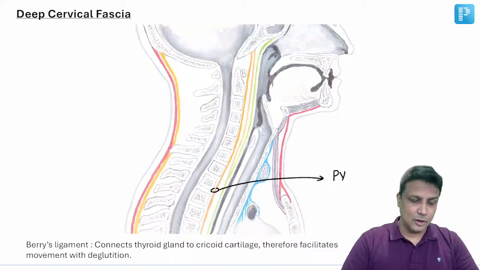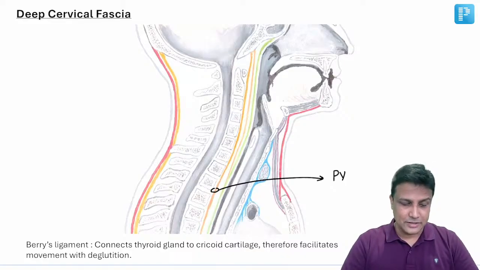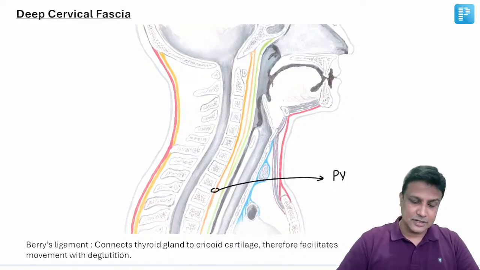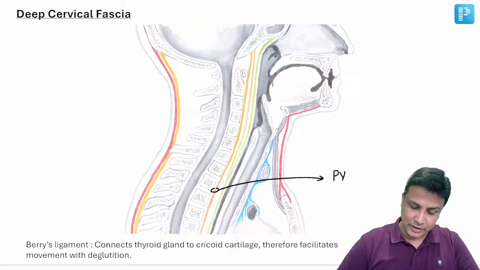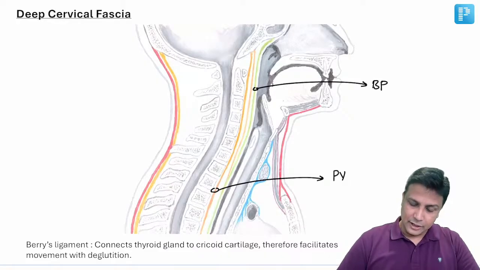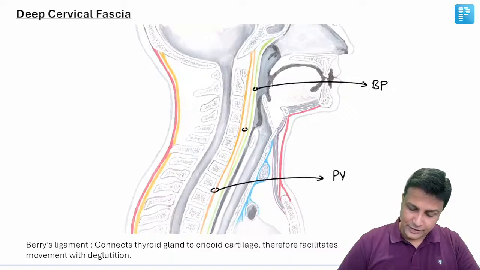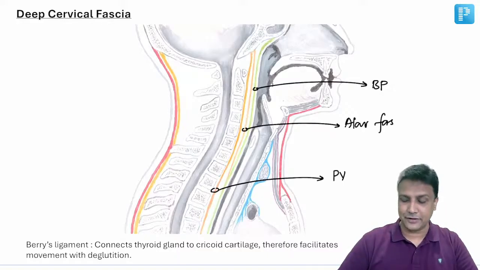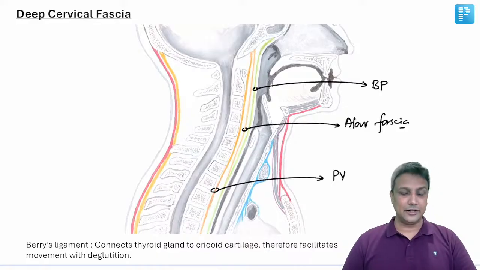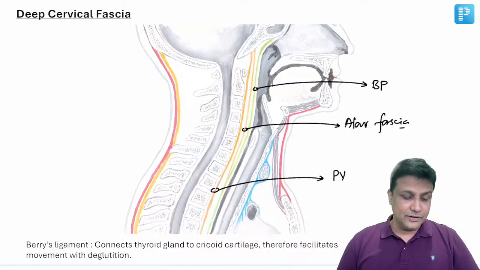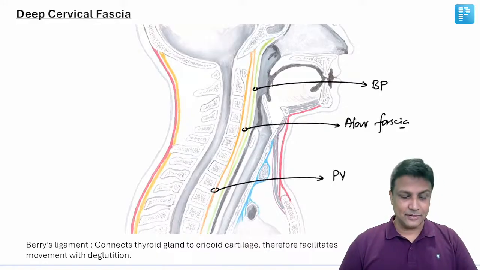And then just outside the pharynx here, there is one more fascia present. This fascia, the green colored one here, will be the buccopharyngeal fascia. Now in between the prevertebral and buccopharyngeal, there is one more fascia present here. This one will be the alar fascia.